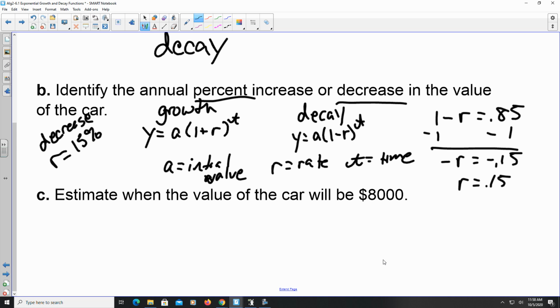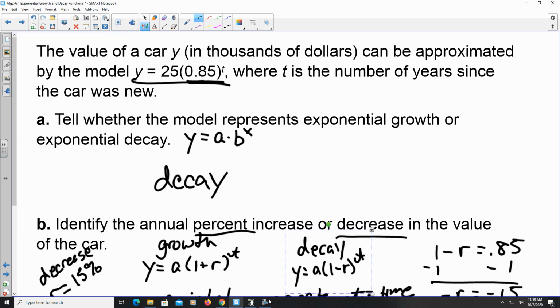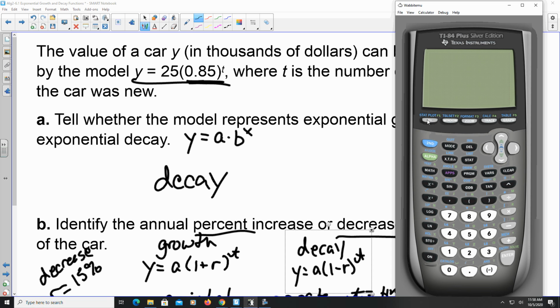The final question here is they asked us to estimate when the value of the car will be $8,000. What you're going to do is use your graphing calculator. We'll go up to the original formula: y equals 25 times 0.85, and there's no t, so we'll just say it's raised to the x power. That's what it'll look like, and then we'll get our graph.